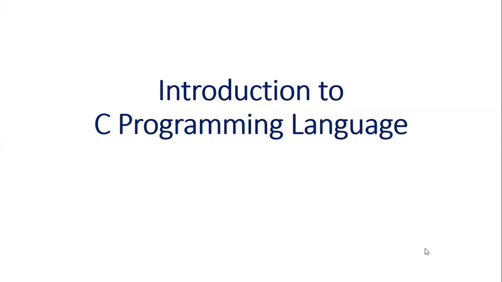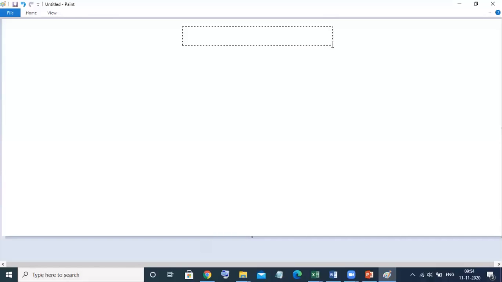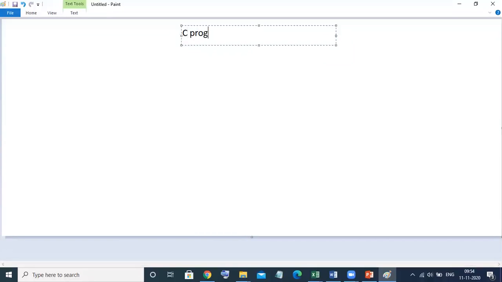Today in this session, we are going to see the C programming language. I am going to prepare a lecture series on C programming language. So let us see what exactly we mean by C programming.